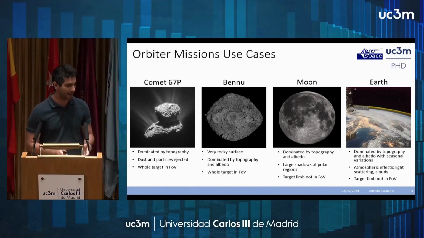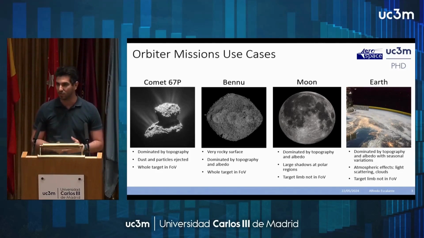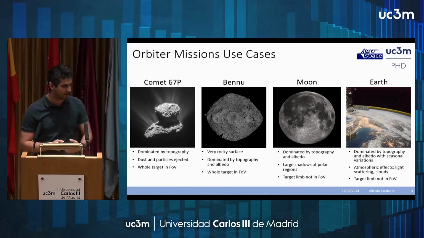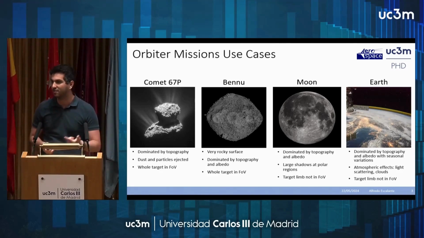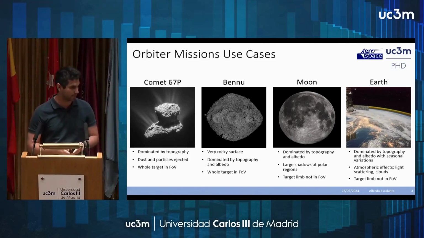And then the most complex case for us, which is the Earth, which is the one I will focus on today, which is similar to the Moon, but we have even more challenges. The images are dominated by the topography and the albedo, but in this case the albedo changes with the seasons because of course snow melts, and water bodies change in size and color over the months. We also have an atmosphere which causes a lot of problems for us. There's light scattering, weather phenomena, you have clouds which are obstructing the images. So we have to model all that to properly train the networks. And again, the limb is not inside the field of view, so we need to do some tricks there.